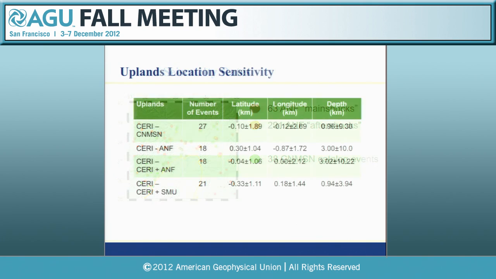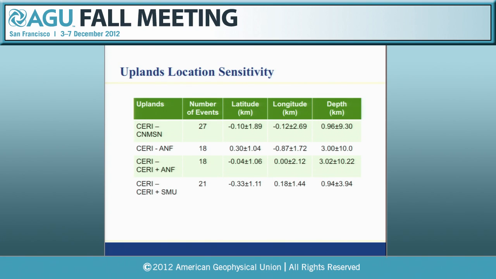So I'll just keep going. Doing the same location sensitivity test with the uplands data, SIRI tends to pick more Transportable Array data for events outside the Mississippi embayment because those data don't usually exist. It should give them higher quality earthquake locations.